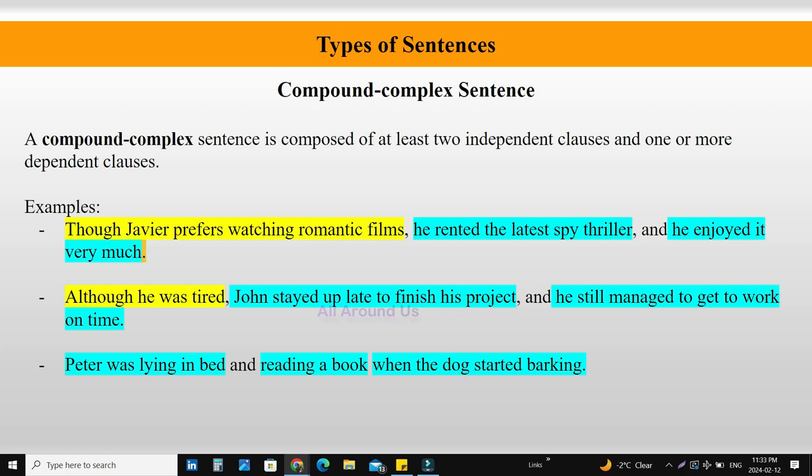In the same way: although he was tired, John stayed up late to finish his project and he still managed to get to work on time. Peter was lying in bed and reading a book when the dog started barking.